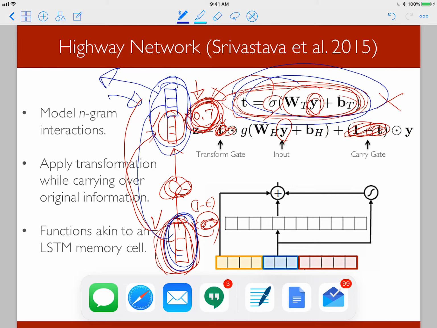I'm going to skip that part because this is not about the vision class. But if you're interested, you can search for the bottleneck structure.